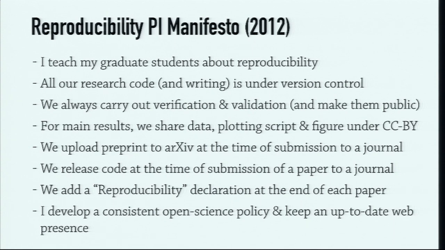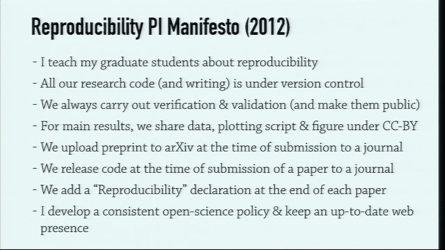All of our research code, the software that we write, and the writing, the actual papers, are always under version control. I know that you've had some workshops on Git, and that's what we mean. We always carry out validation and verification. That will not have a meaning to you because this is a computational science context. It means proving that the simulation is actually solving the mathematical equations that you say or think it does, and it actually matches experiments. And for main results, we share the data.